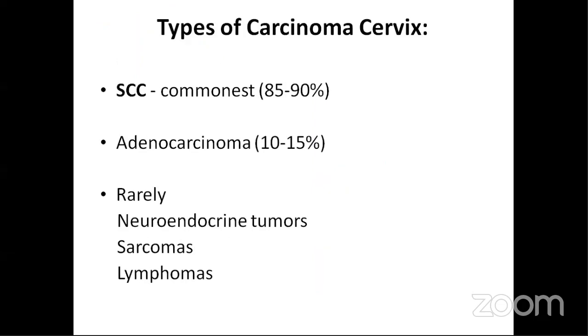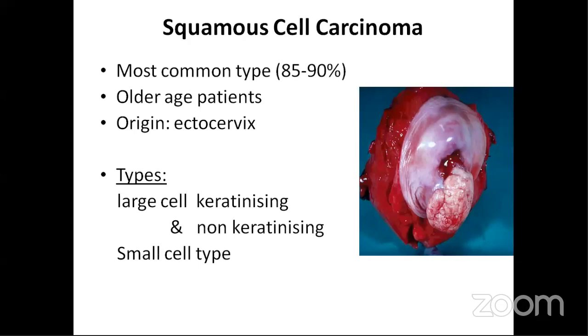Okay, then, so what are the various types of carcinoma cervix? One is the squamous cell carcinoma, which is the most common type, accounting for 85 to 90% of carcinoma. Second one is the adenocarcinoma, and very rare kinds of carcinomas are neuroendocrine tumors, the sarcomas, and the lymphomas. Next, we'll go into detail about these.